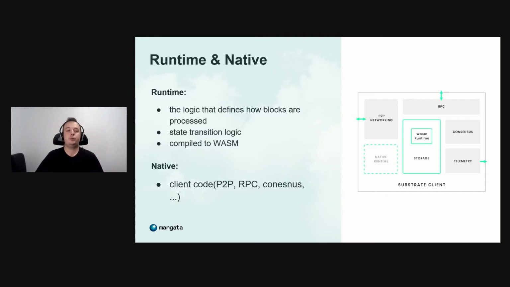So let's start with a short introduction reminder. As you probably know, we have the runtime and the native part of the Substrate node. The runtime part is mostly about the state transition logic. It's compiled to WASM, and basically it's the logic that defines how the blocks are executed. On the native side of the node, we have peer-to-peer communication, RPC, consensus mechanisms, and things like that. We'll get back to those two in a moment.